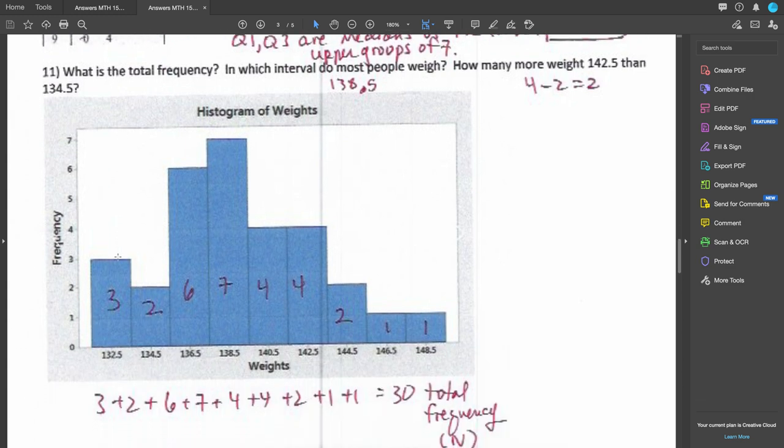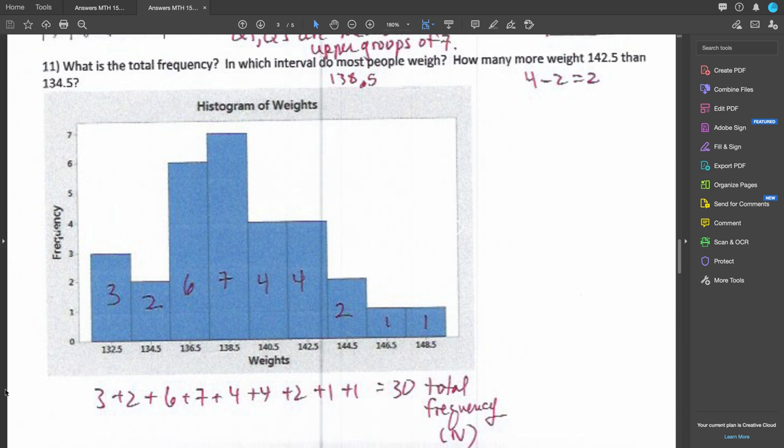For this case, it says, what's the total frequency? Well, I've got to add them all up. That's 30. The frequencies are 3, 2, 6, 7, 4, 4, 2, 1, 1. Which interval do most of the people weigh? That would be in this interval right here, which is 138 and a half. Which is really the interval between 138 and 140, they're going up by 2s. 138 and 139, I guess. So 137 and a half, whatever it is. This interval right here, the tall one.